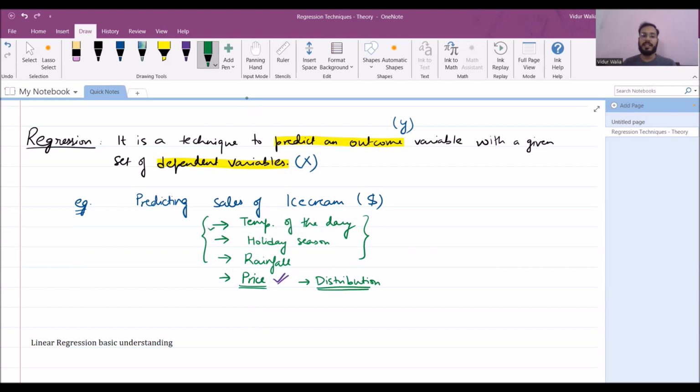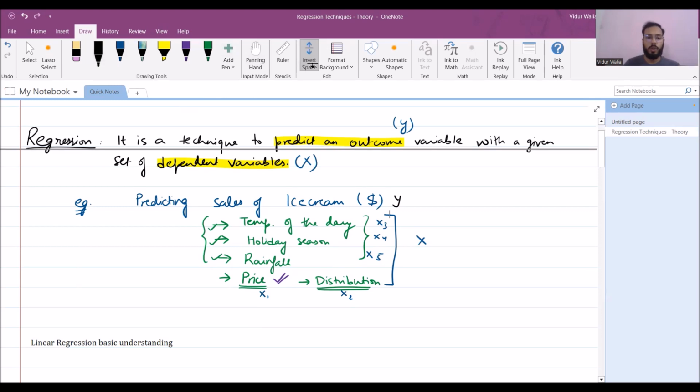And along with these three factors as well, there could be some more factors which can affect the sales of ice cream. So all of these combined are the x variables or the dependent variables. Now we can call price as x1, distribution as x2, this as x3, x4, x5. So now we know that these are 5 variables that I have taken, right? I have some data for these 5 variables, and I also have the data for ice cream sales for these variables, right? For example, the data that you might be having could look something like this.